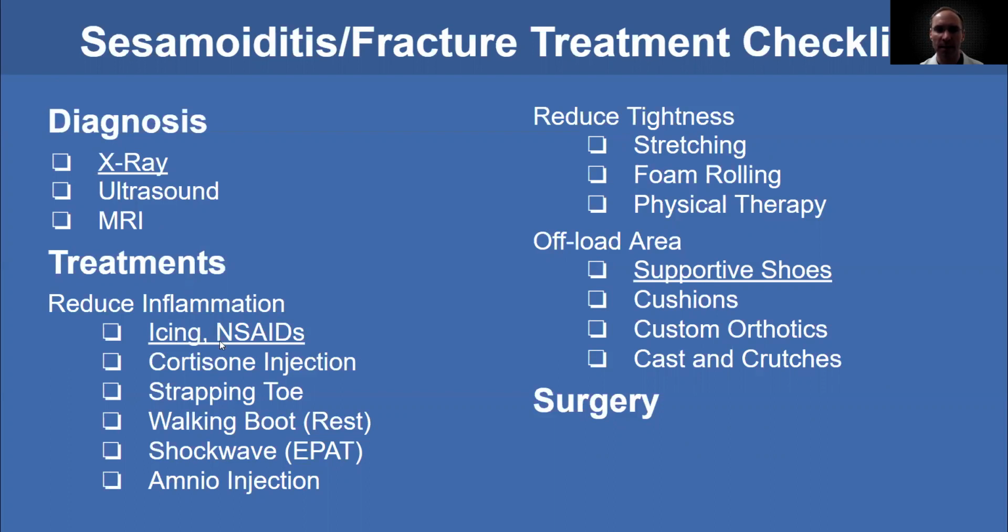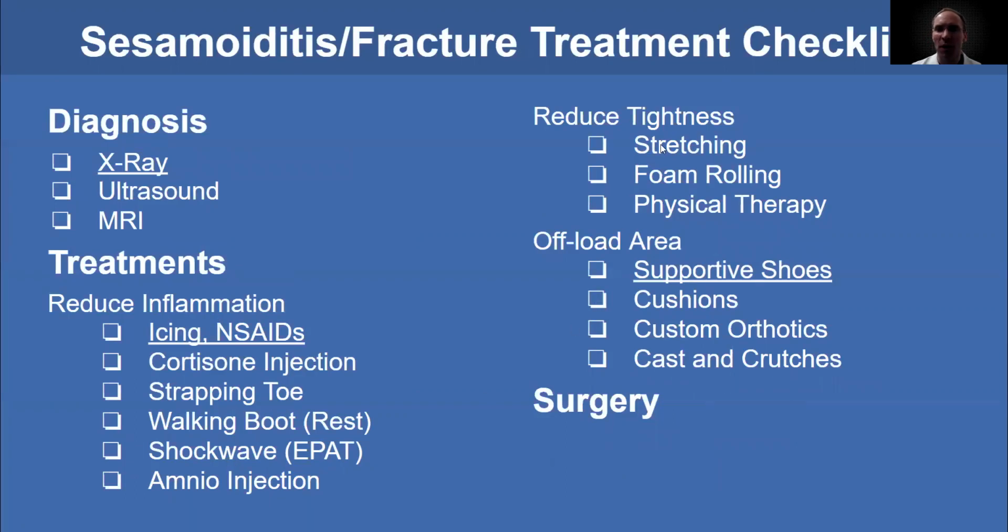Treatments: icing, cortisone. If it's a bipartite, you could do cortisone. If it's a fracture, I tend not to recommend it unless it's the last resort before removal. Strapping just doesn't let the toe bend. Resting it in a walking boot. Shockwave has some good results for sesamoiditis and just painful sesamoids and even fractures that are slow to heal because the sesamoid doesn't have the best blood flow. So shockwave can be helpful. Amnio is an option as well.